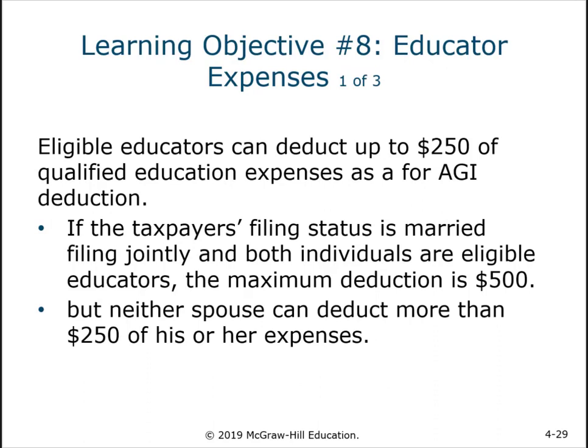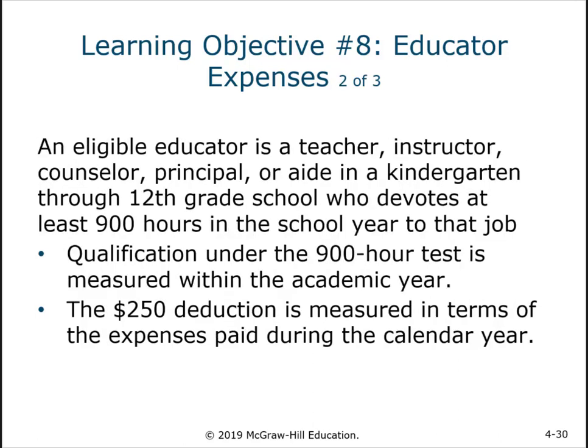Educator expenses, $250, not a big amount. Okay, but it's for AGI, so it's valuable in that way. You have to be a K-12 educator. If both spouses are educators, you can both use it up to 500, but you can't do 300 from one spouse and 200 from the other. It's got to be up to only 250 each. This is stuff you buy to use in the classroom.